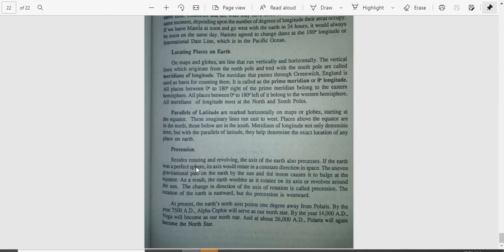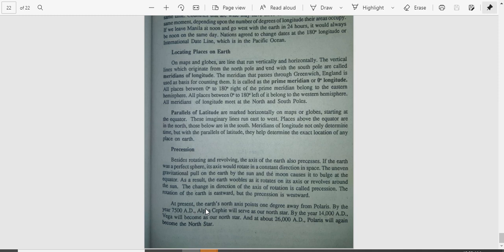Besides rotating and revolving, the axis of the Earth also precesses. If the Earth were a perfect sphere, its axis would rotate in a constant direction in space. The uneven gravitational pull on the Earth by the Sun and the Moon causes it to bulge at the equator. As a result, the Earth wobbles as it rotates on its axis and revolves around the Sun. The change in direction of the axis of rotation is called your precession. The rotation of the Earth is eastward, but the precession is westward.